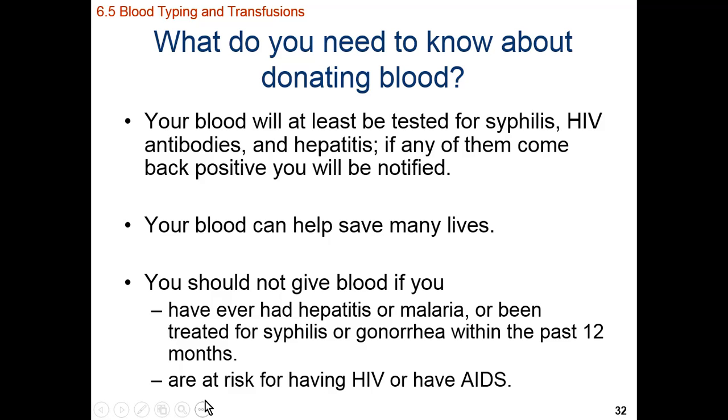Some other risk factors that will make it so that you cannot donate blood include if you've ever had hepatitis or malaria, if you've been treated for syphilis or gonorrhea in the past 12 months, or if you're at risk of having HIV or have contracted AIDS. You should not donate blood. We do not want it. It's too risky, and it's not cost effective to collect that risky blood.